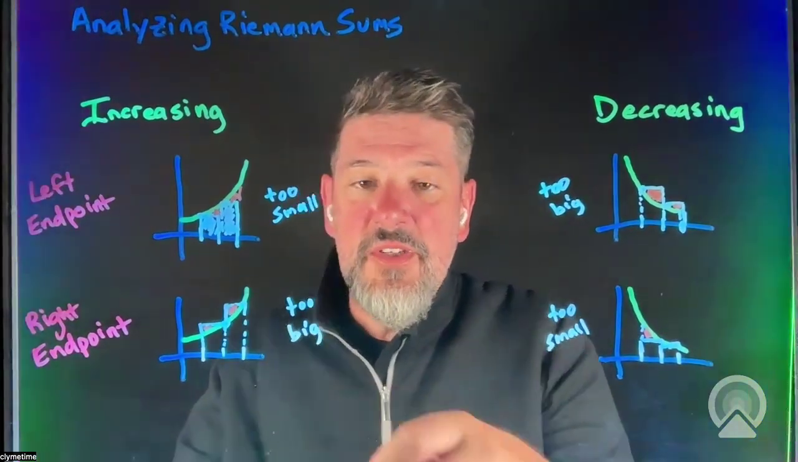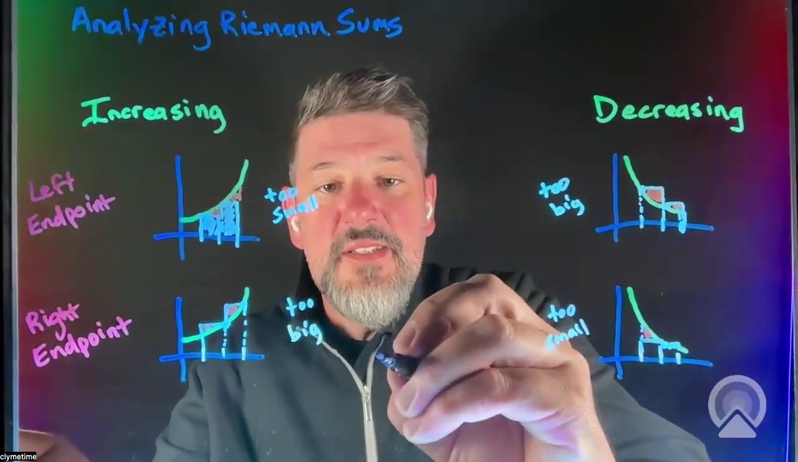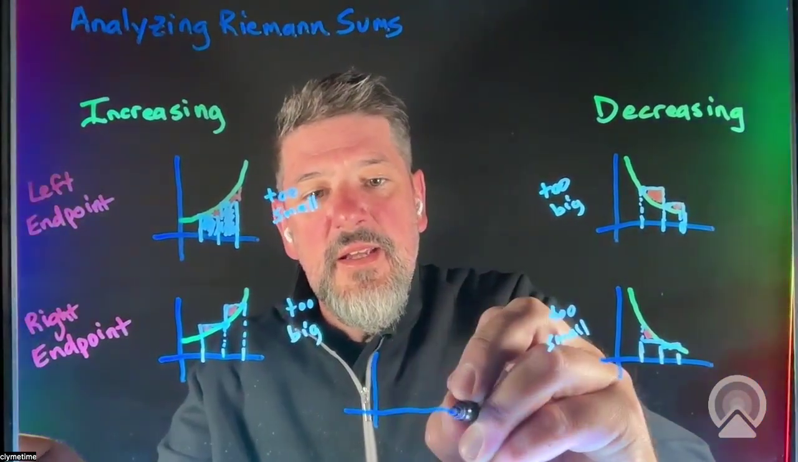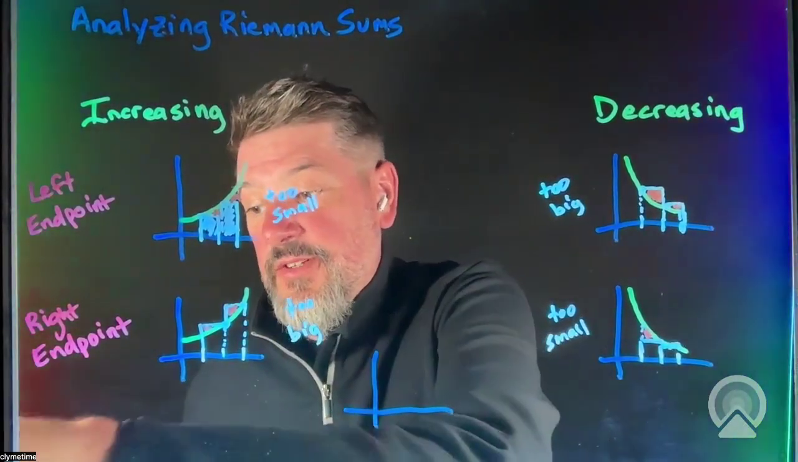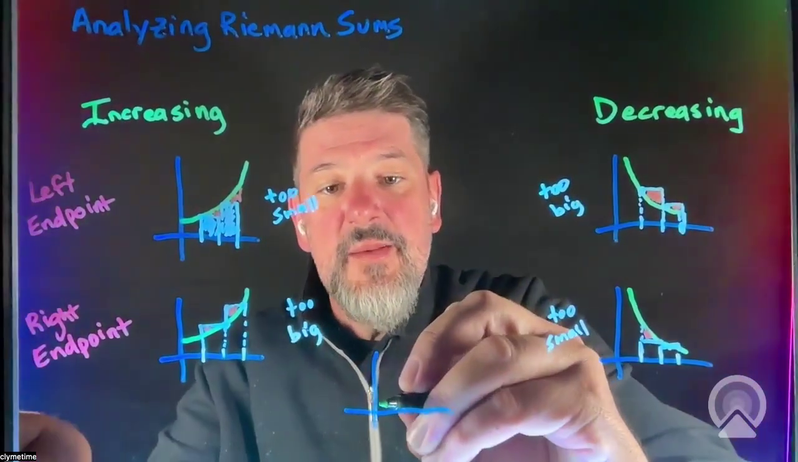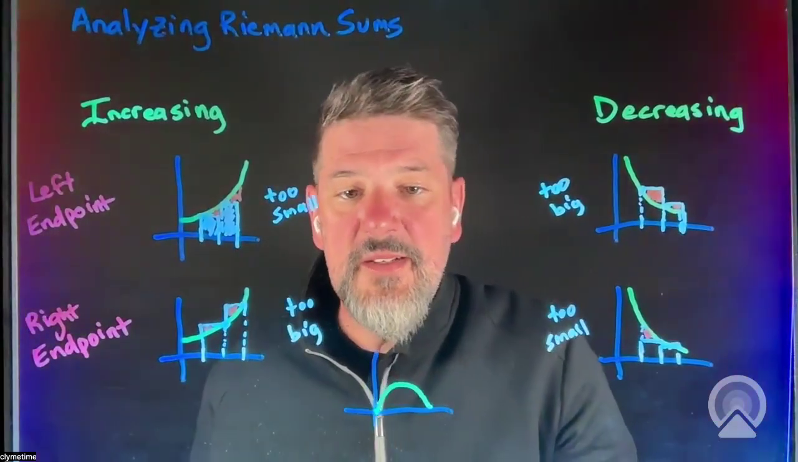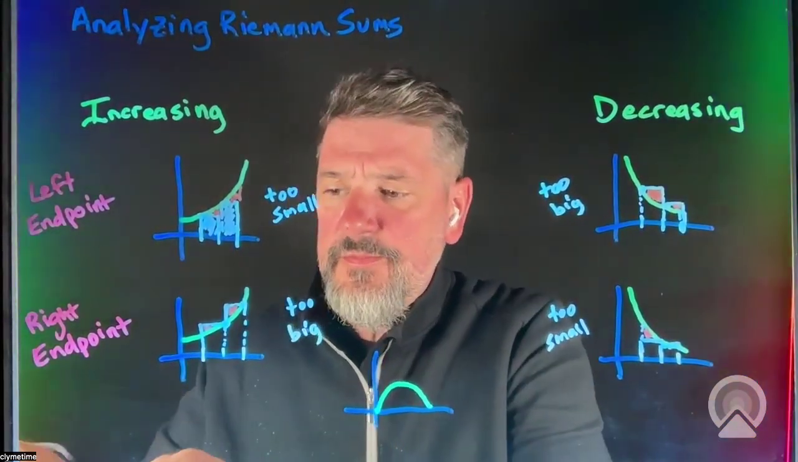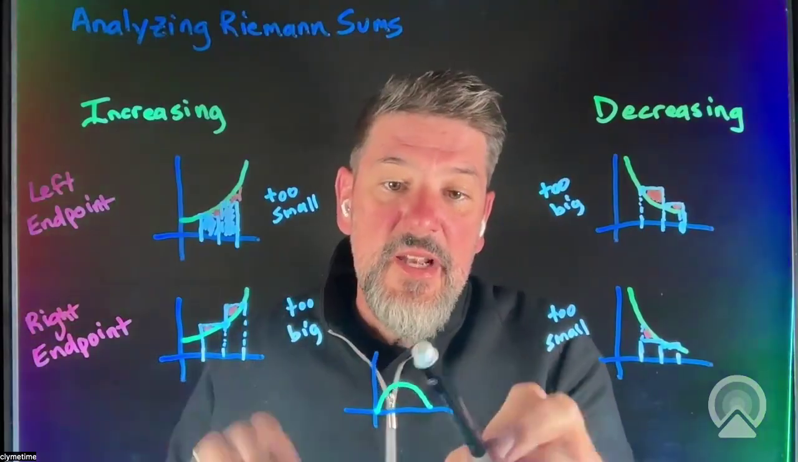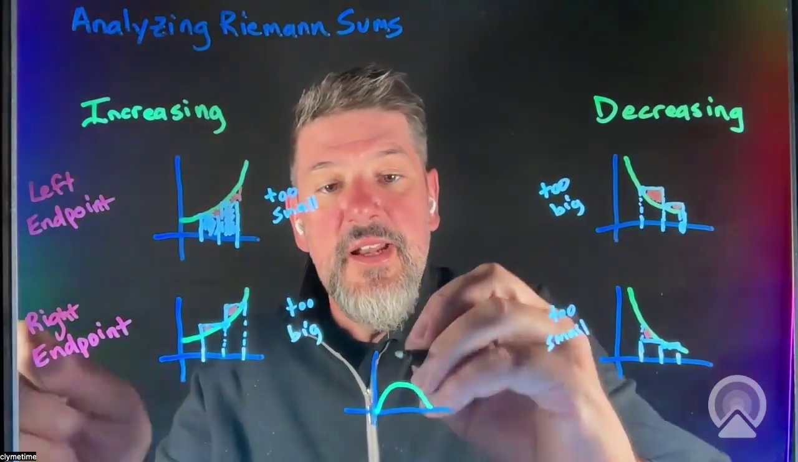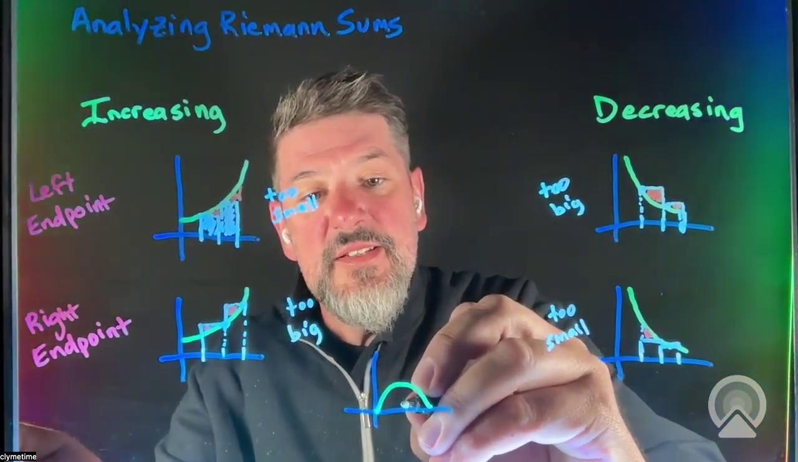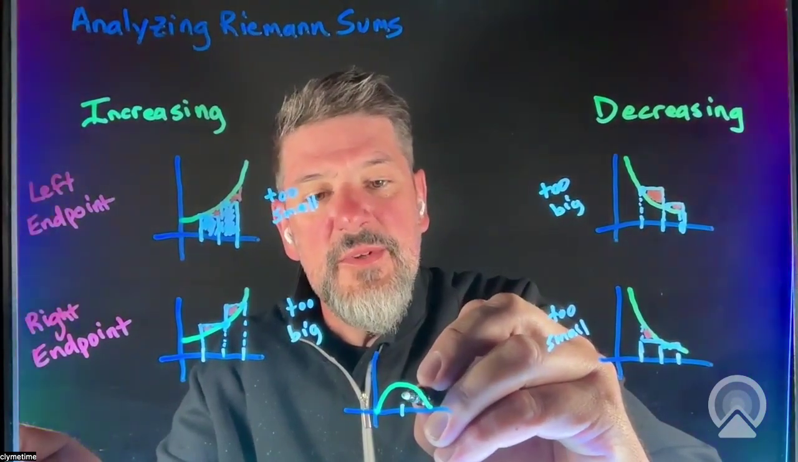So if we get a situation where a function is both increasing and decreasing, and this happens with a lot of functions, it happens with parabolas, it happens with sine of x. So this right here looks a lot like sine of x. So that could be sine of x. If this is sine of x, and I want to find the area underneath the curve, let's just do two rectangles.